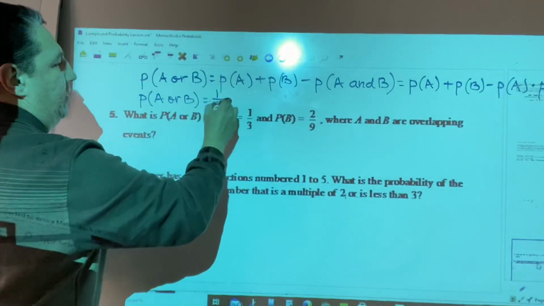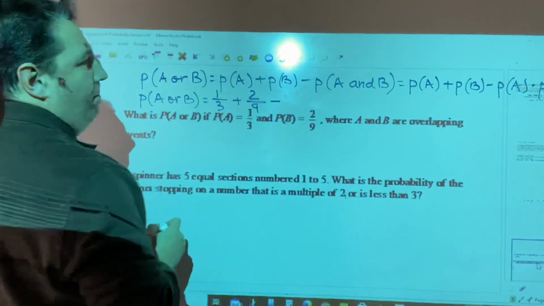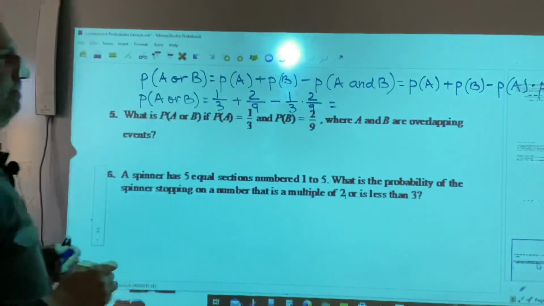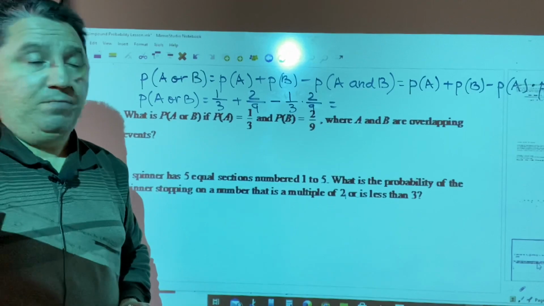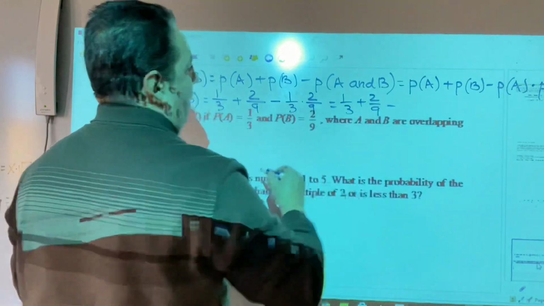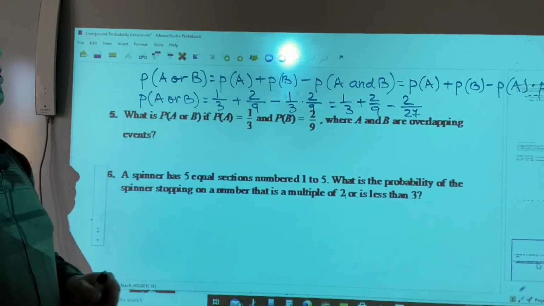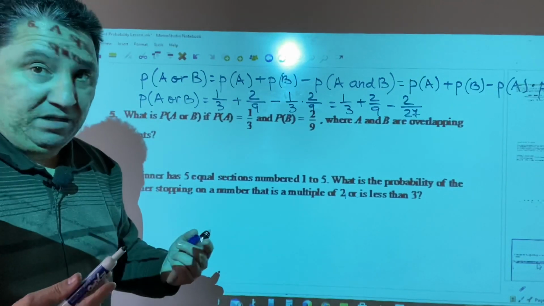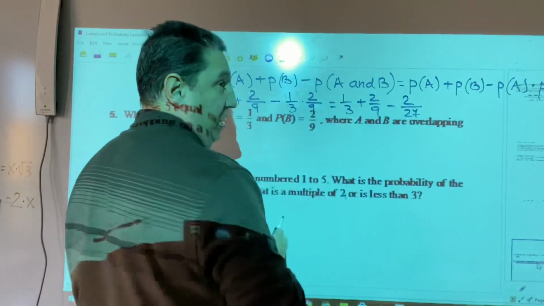It would be 1/3 plus 2/9 minus 1/3 of 2/9. First, let's rewrite the last term as 2 over 27, right? We multiply tops and bottoms. Now, in order to be able to add and subtract these fractions, we have to find the common denominator. The common denominator is 27, right? Now, to get 27 here, we have to multiply both top and bottom by 9.